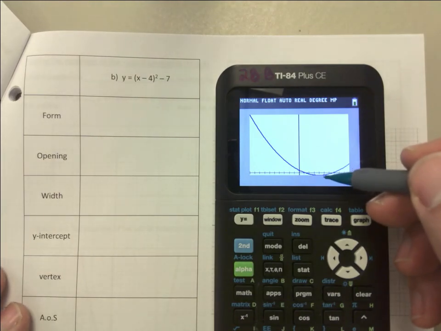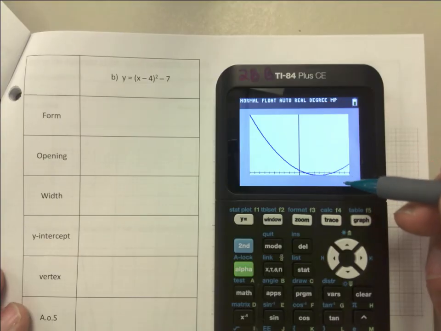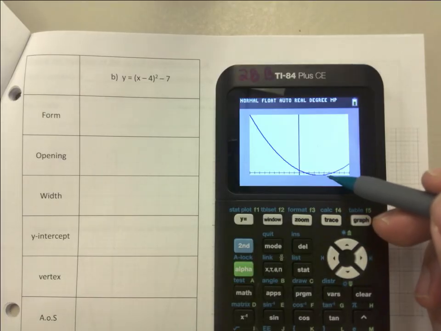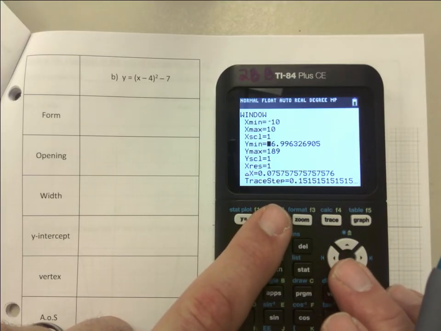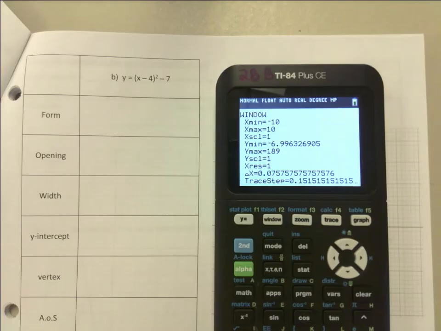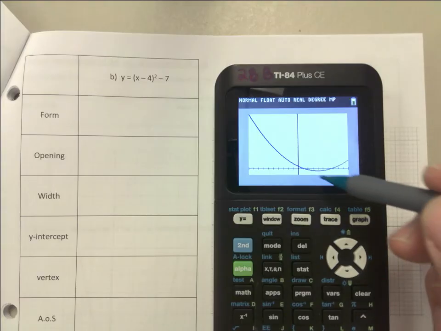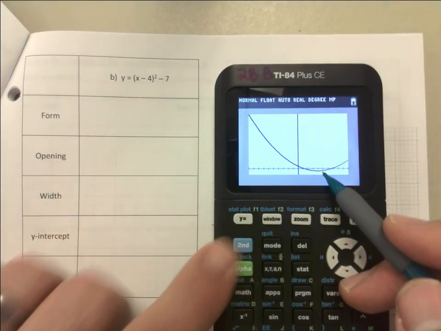Do you think I can find the vertex as is? It's kind of cut a little bit. So what should I change here, guys? My Y min. I'm going to change that to like -20 or something like that. You got to use negative. You can't use minus on these ones here. And so there it is. My vertex is actually showing up. That's a minimum. I got to use minimum.